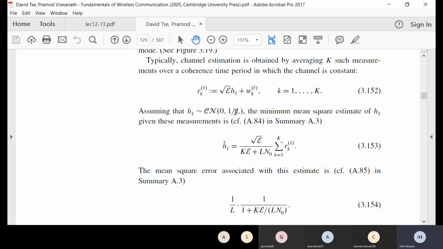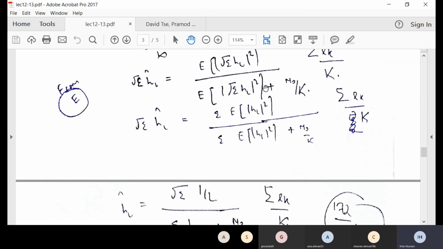is equal to E[X squared]. So we can put this 1 over L as E[X squared]. So this E[|HL|^2] here is E[HL squared], so I can put 1 over L here, right? 1 over L.